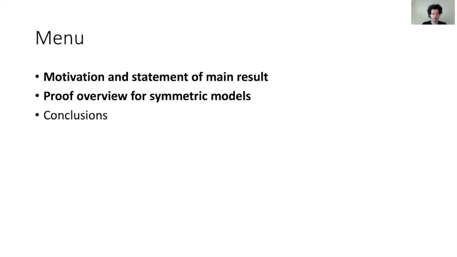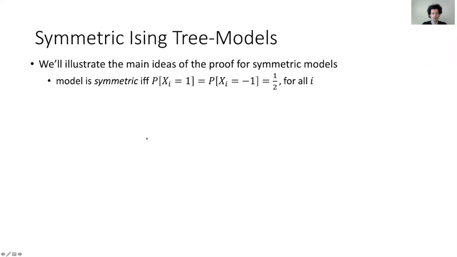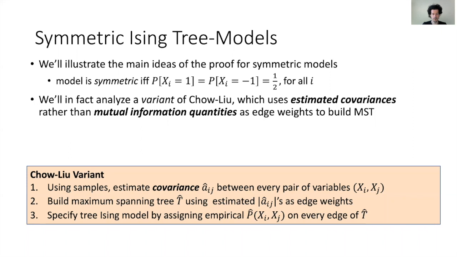I'll do so for the special case of symmetric Ising models. To be precise, an Ising model is called symmetric if every variable takes each of the 2 possible values with probability 1/2. Rather than analyzing the original Chow-Liu algorithm, for the purpose of this talk, we will analyze a variant of the Chow-Liu algorithm, which uses covariances. In particular, in step 1, it estimates the covariance between every pair of variables, and in step 2, it uses the absolute covariances as edge weights for the purpose of building a maximum spanning tree.